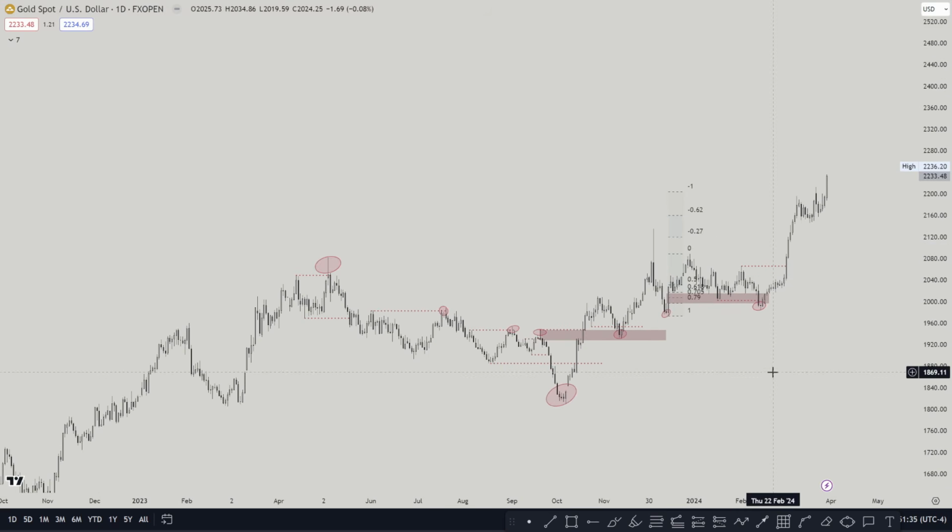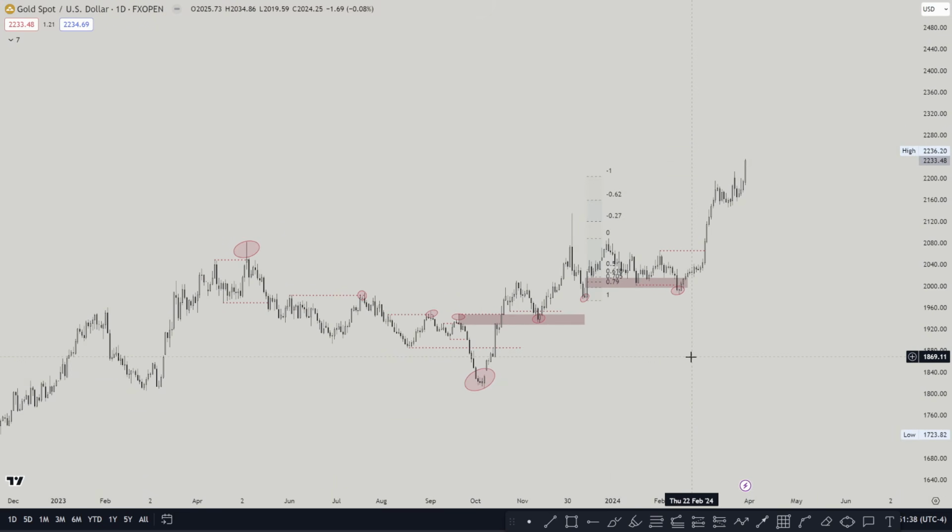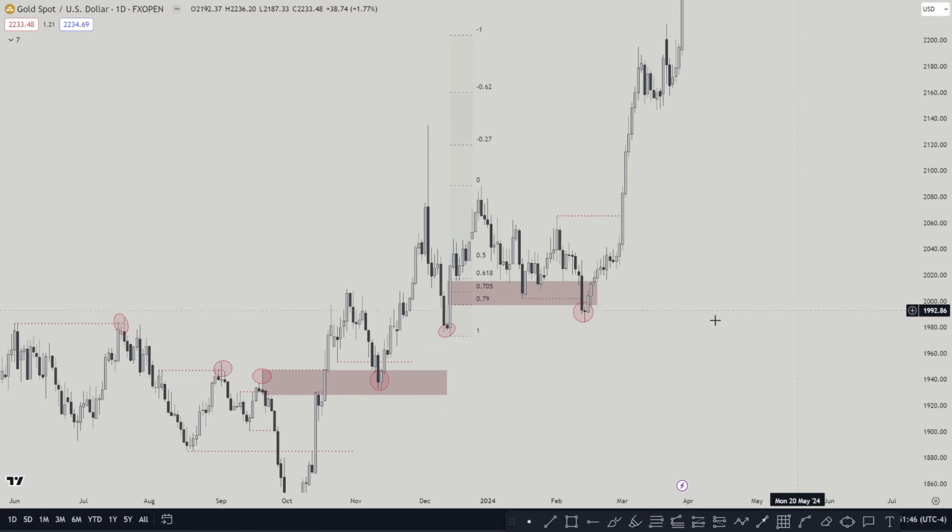And this works on any time frame. Even if I go to the weekly, the monthly, it's always going to be the same. But remember that the higher you go, the more accurate the structure is. The lower you go, you're going to see a lot of internal structure.